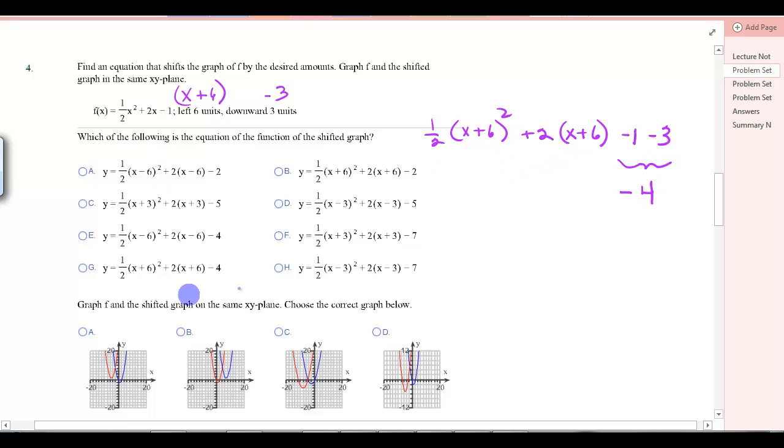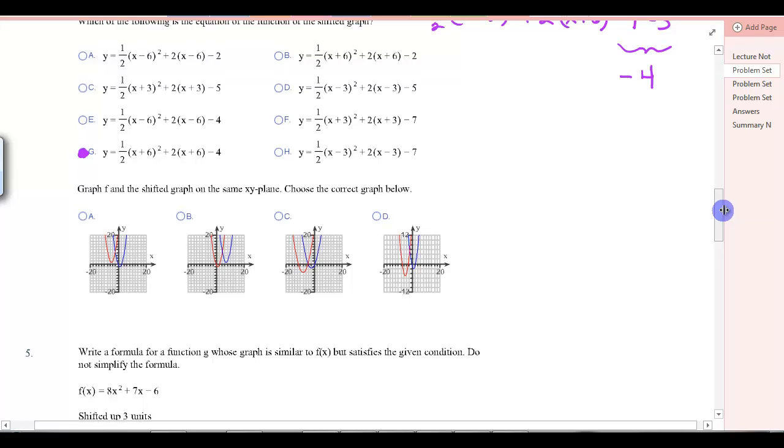So now you can search through here and find the one that matches. Should be here. All right, so essentially you figure out what these are saying, plug that in for x, and combine the constants. Down here again, we've got the blue, is the blue the original?